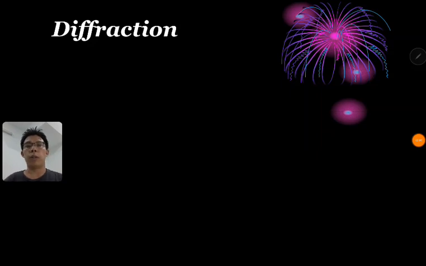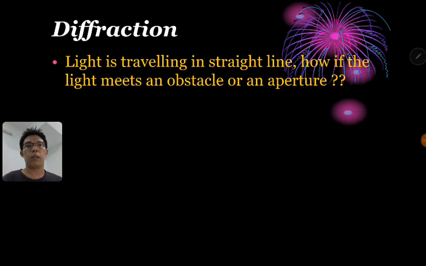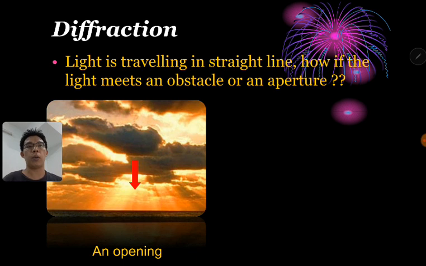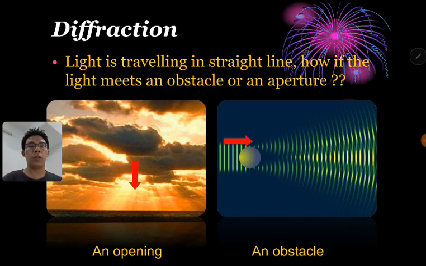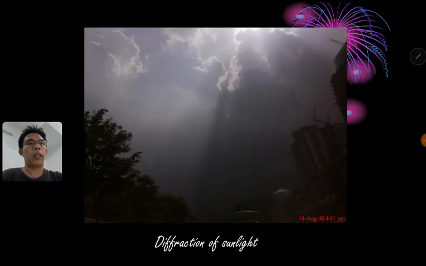Before we move on to talk about other ways of interaction between two or more waves, let's talk about this phenomenon called diffraction. Okay, so what is diffraction? We know that light travels in a straight line. What if they meet an obstacle or an aperture? So this is what is going to happen. You can see that the wave actually got diffracted into different directions, as in they are no longer in a straight line.